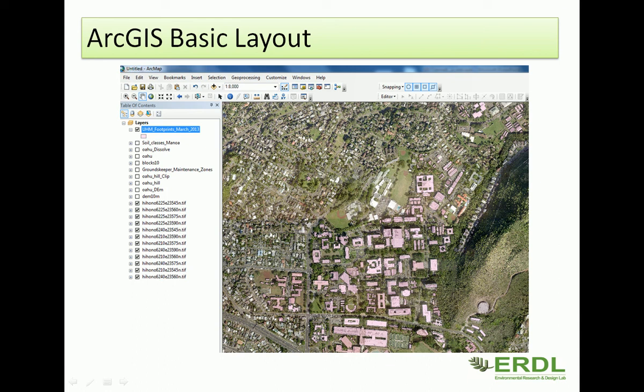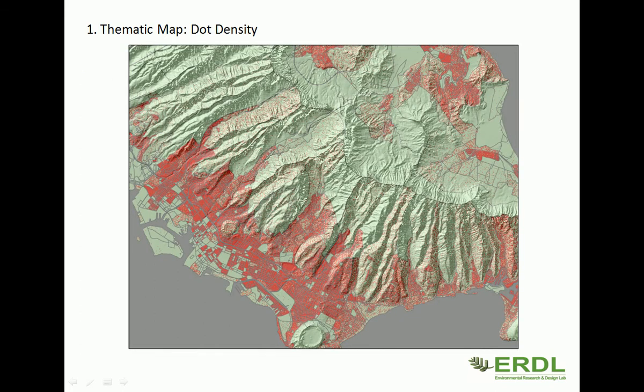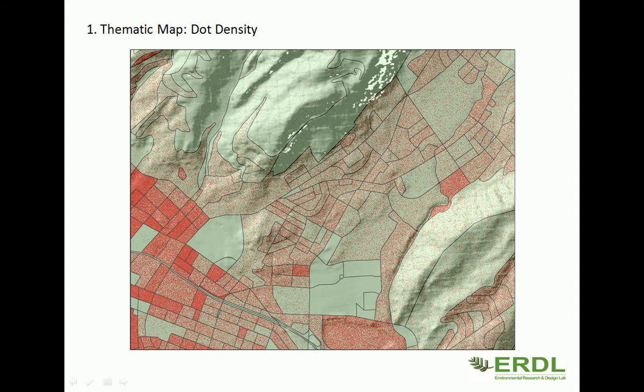So we're going to start easy today. I just want to show you guys what you can do. Some people asked what you can do with GIS. You can make thematic maps. Like this one is basically a dot density map of population in Oahu. It looks like solid colors, but if you zoom in, you can see different dots. This is Manoa. The denser the population, the denser the dots.